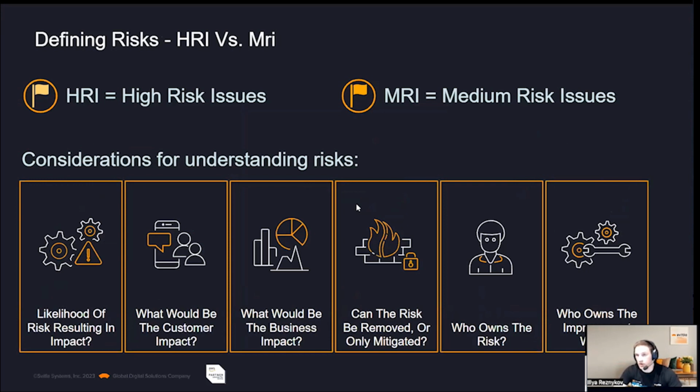What would be the customer impact or the business impact? For example, it could be different impacts, like lost sales, loss of market share, longer time to market, or brand reputation damage. Then, based on all that, once we define what this particular risk means for our workload, we may discuss whether the risk can be removed or only mitigated. Based on that, we will define how we address it. Then we need to define a person who owns this risk and who owns the improvement work.